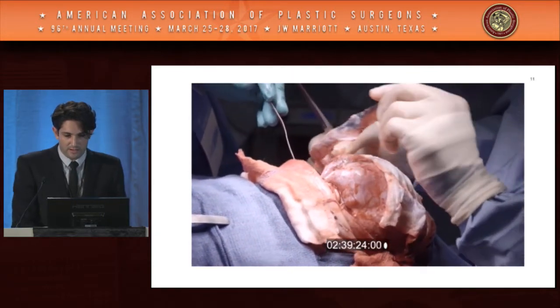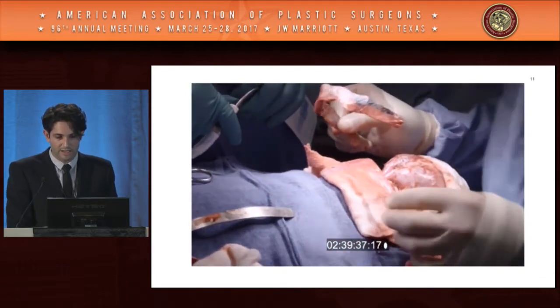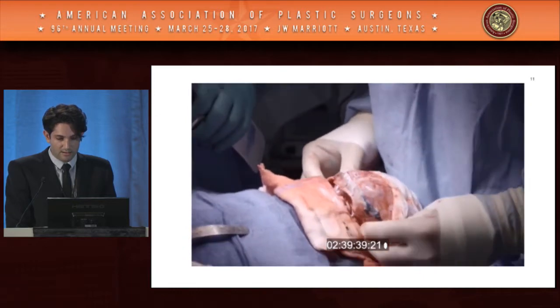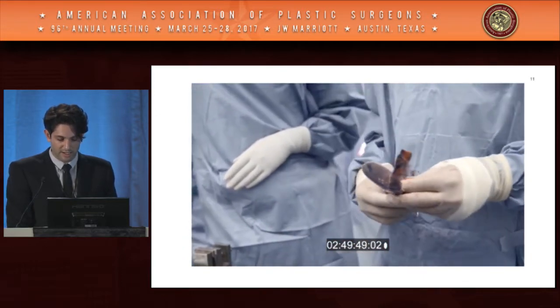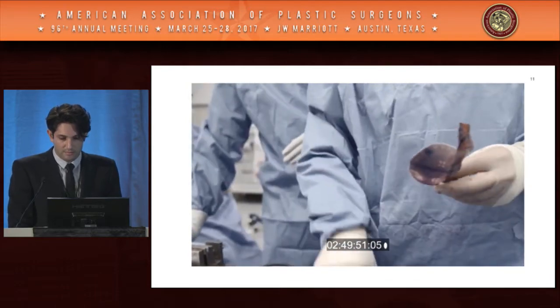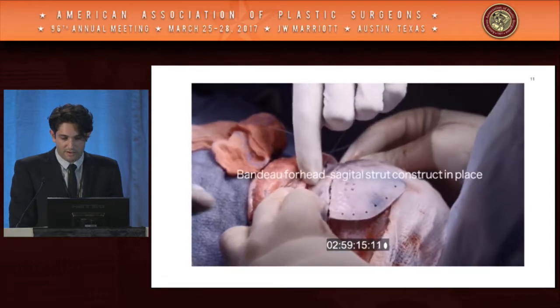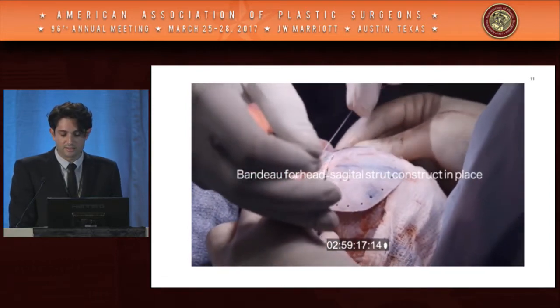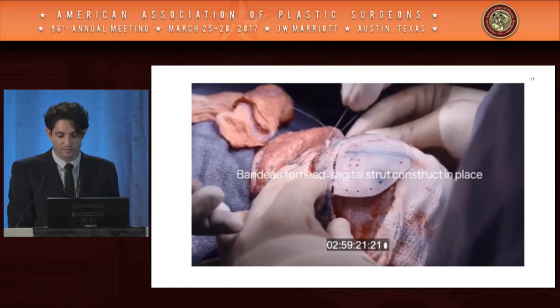In the following video, you can see the bandeau being removed. It can then be recontoured and bent, and then this piece is anchored to the neo-forehead with resorbable plates, and again can be recontoured as needed. This can be secured anteriorly in a temporary manner with some suture, just to get an idea of how long the sagittal strut would need to be.